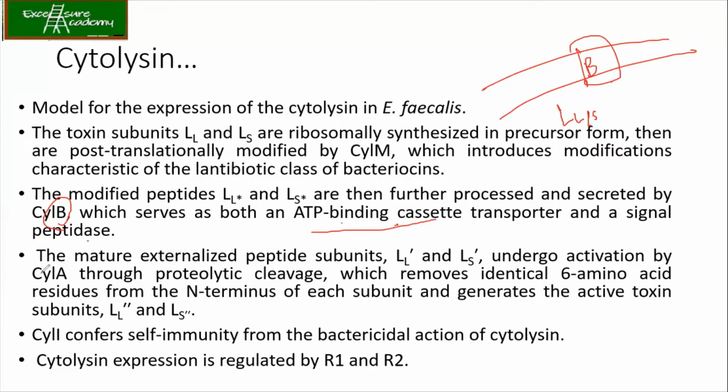Okay. The matured externalized peptide subunits L and S undergo activation by A, the proteolytic cleavage, which removes the identical 6 amino acid residues from the N terminus of each subunit and generates the active toxin. Now, I confers self-immunity from the bactericidal action of the cytolysine. Then the expression is regulated by R1 and R2. Okay, the same thing that we have just discussed is written here.